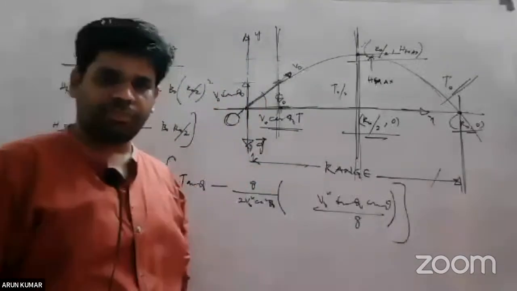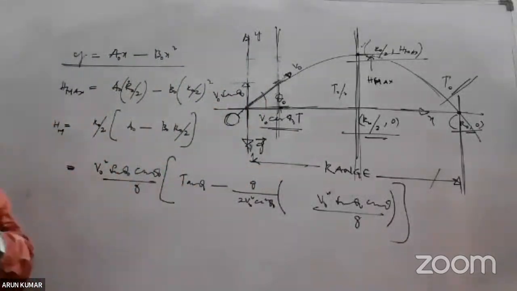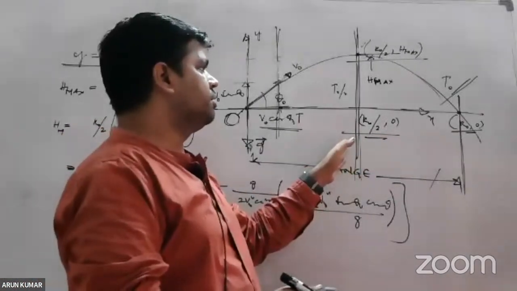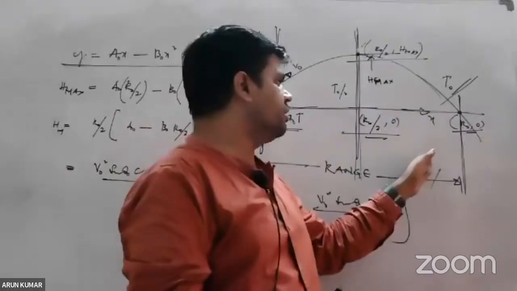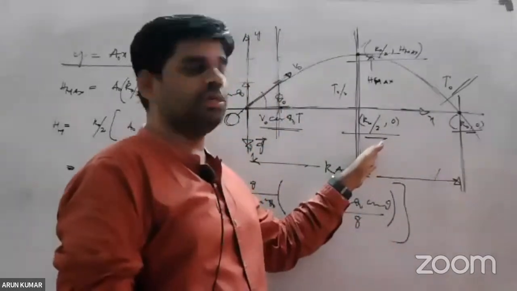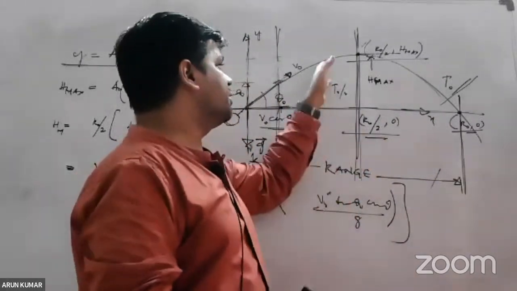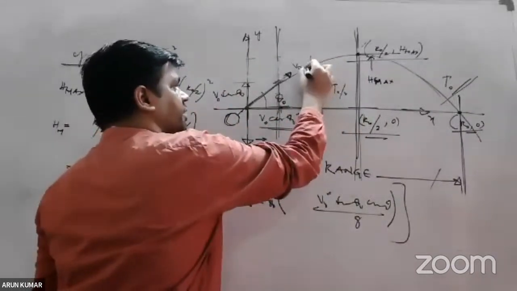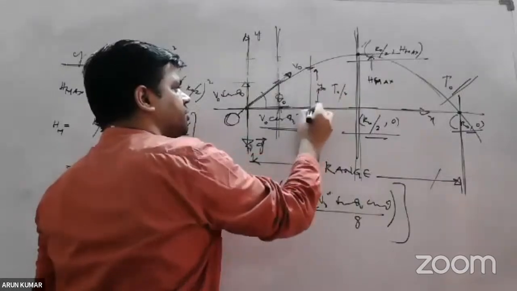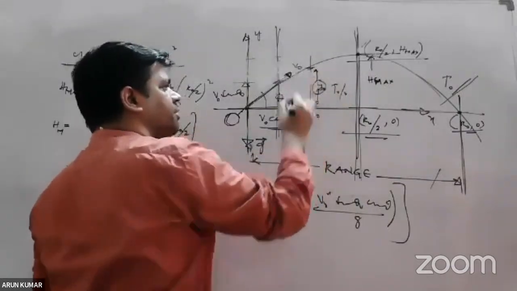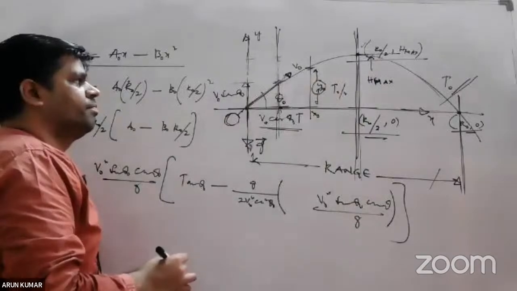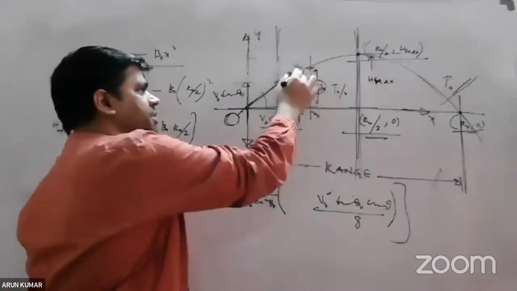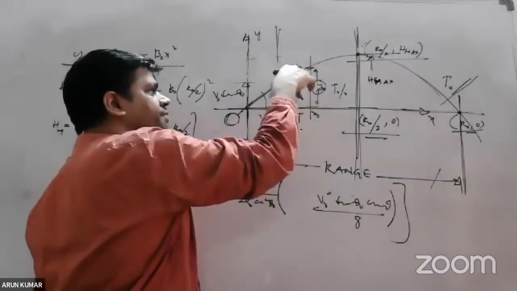Maximum height is reached at what point? At r by 2. If range is r, at r by 2 maximum height is reached. So I substitute r by 2 in this equation and I'll get the maximum height. Now if you want this point, this height, why not? I'll substitute x0 in this equation and I'll get y0. If I substitute this in the function, I'll get the vertical height, the value of the function.